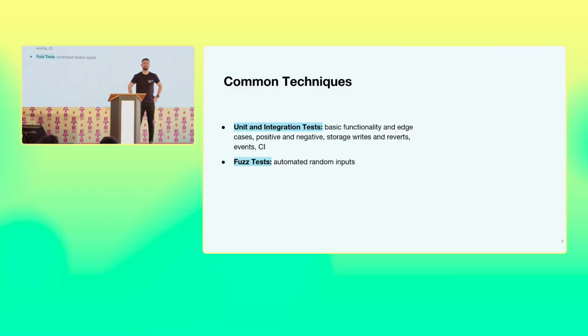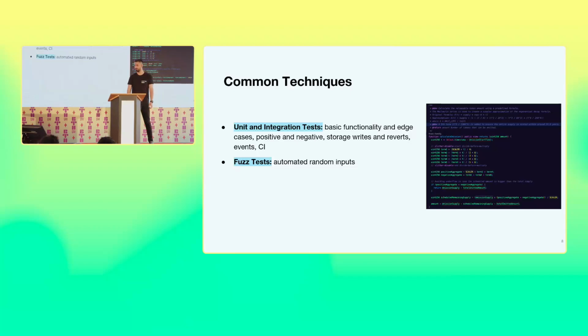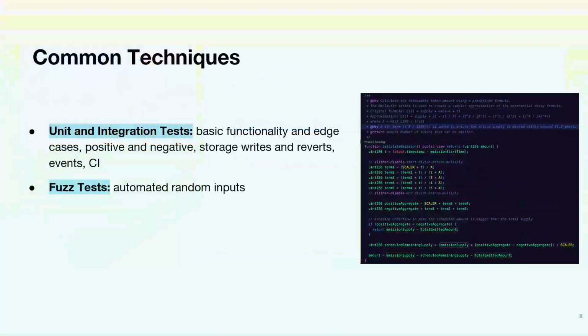So the next technique that we use daily is fuzz testing. It basically means providing random inputs to your functions and trying to break them. It's a very useful technique, especially to catch edge cases. So I can give you an example here. We have an emission contract in our core repo. And I'm not sure if you can read it, but we have a function here called calculate emission.